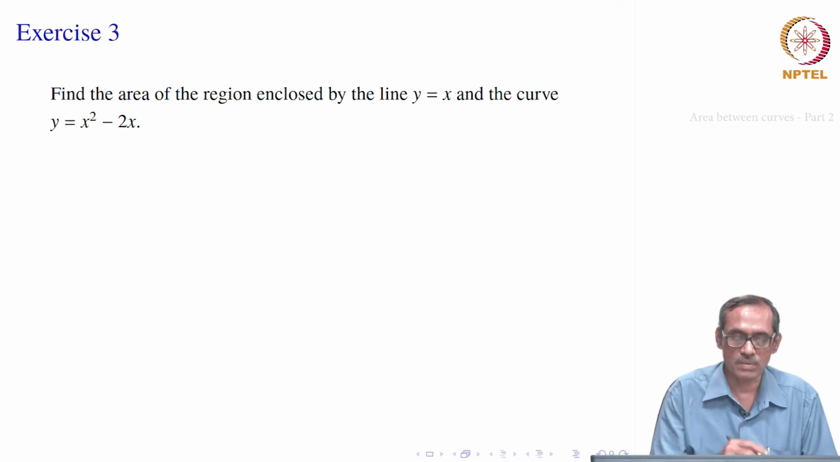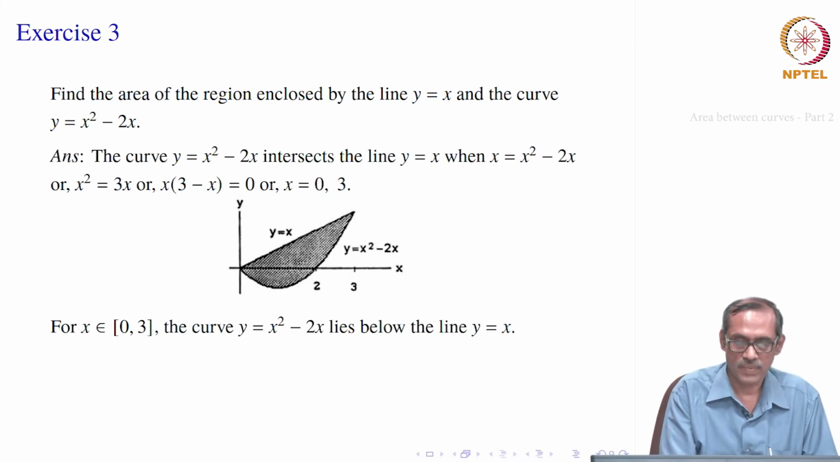Since it is enclosed by these two, y equal to x should intersect that at least at 2 points, and then some region should be formed. So, this is how it looks. If you take y equal to x and then y equal to x square minus 2x on the downside, we have this region really.